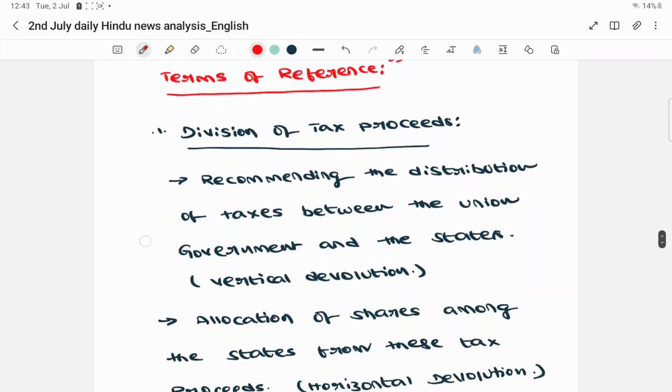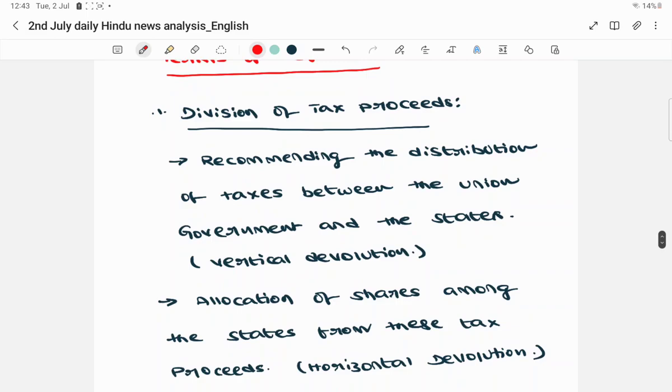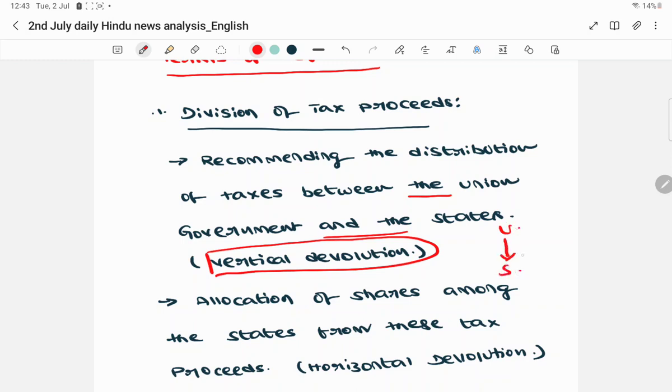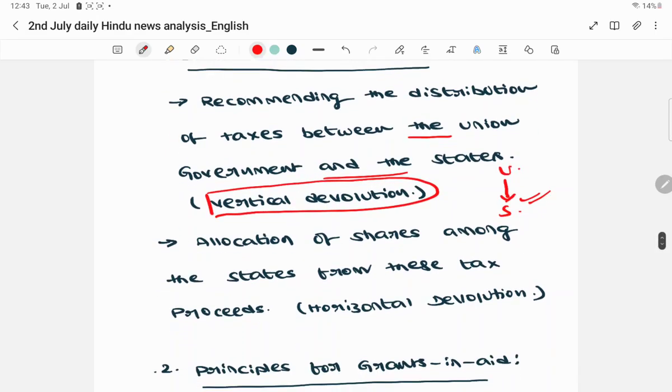There are 4 important tasks, friends. The first important one is the division of tax proceeds. It should look into 2 important things. It should recommend to the central government how the taxes should be divided between the union government and the states. This is known as vertical devolution, that is, from the union government to the state governments. How much devolution has to happen is one of the tasks given to the 16th Finance Commission.